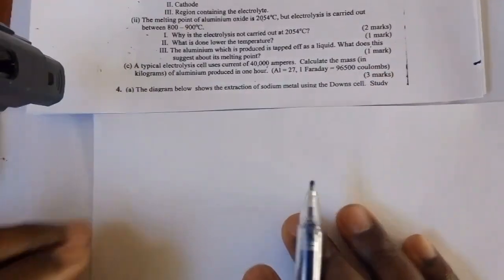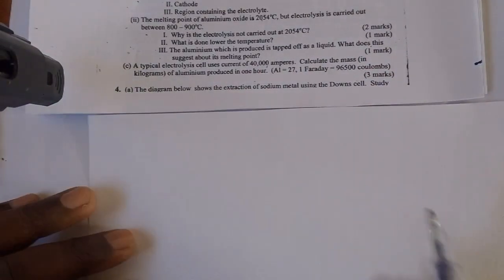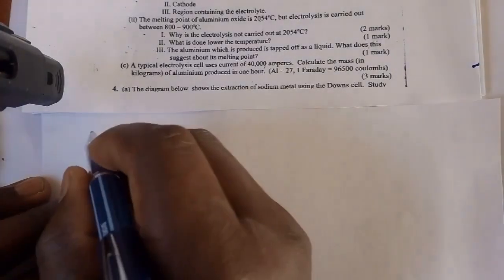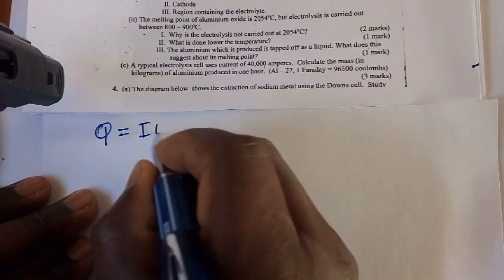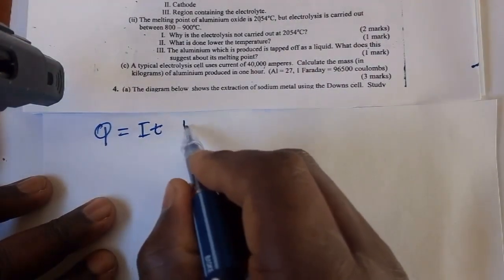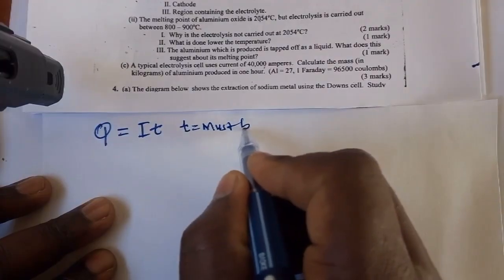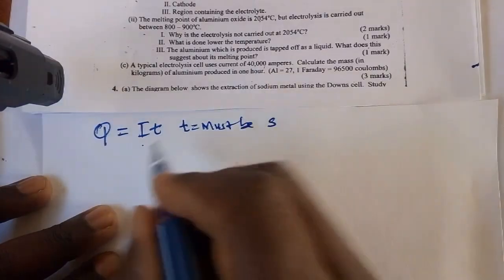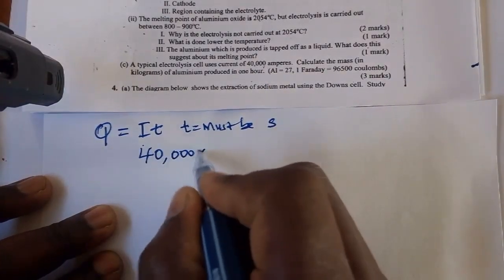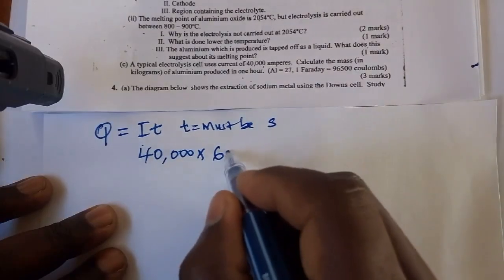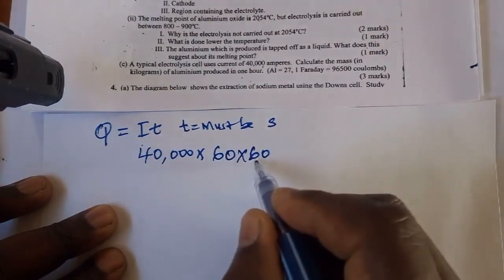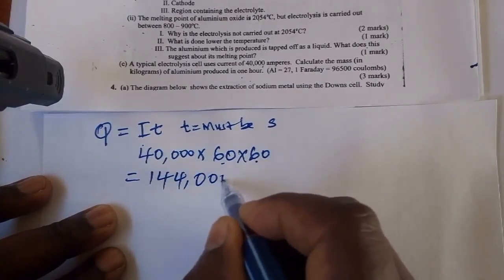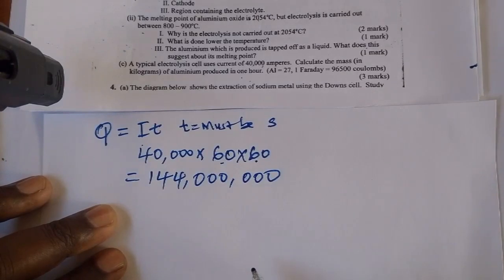You remember, the topic of electrolysis comes before metals because you needed to know how to calculate the quantity of electricity from Faraday's law. So quantity of electricity is equal to current times time, and this time t must be in seconds. Therefore, our current is 40,000 times time, which is 1 hour. 1 hour is equal to 60 minutes times 60 seconds to change it to seconds. Now, this will give us 144 million.